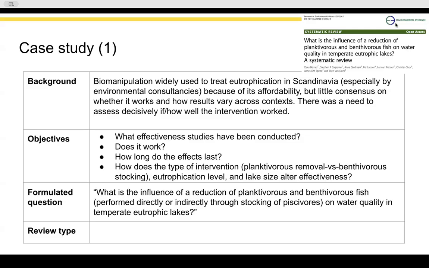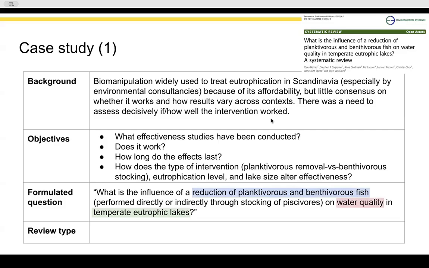So the final question that was developed was, what's the influence of a reduction of planktivorous or benthivorous fish performed directly or indirectly through stocking of piscivores on water quality in temperate eutrophic lakes? And water quality was specifically measured as transparency or chlorophyll concentration. So there we've got a population of reduction of planktivorous and benthivorous fish. We're looking at all temperate eutrophic lakes, and the outcome is water quality.